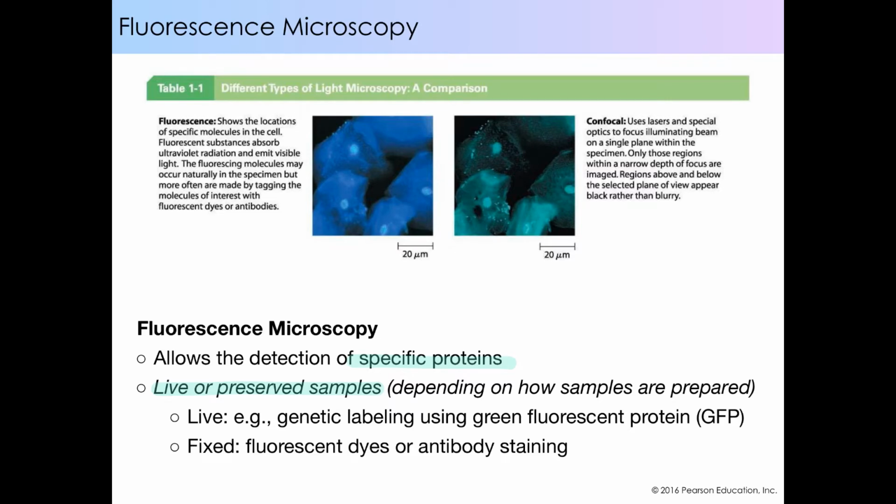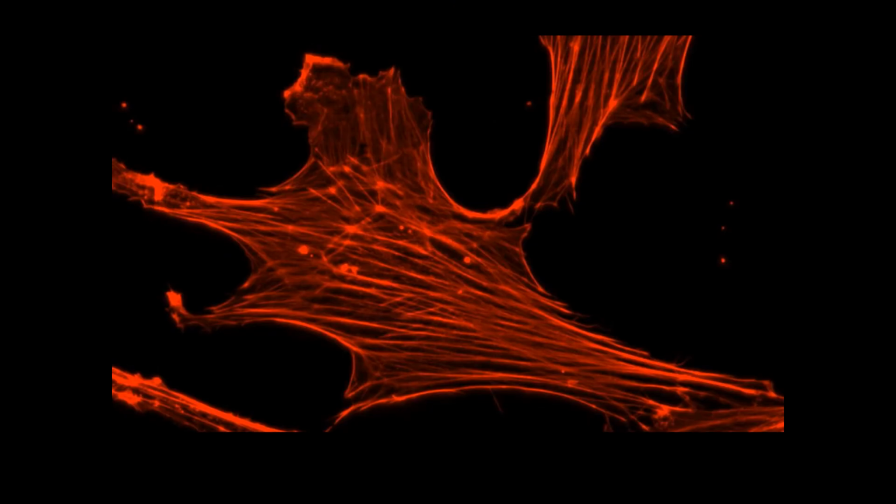Now, one way to make a molecule fluoresce is to use a fluorescent dye that is designed to bind to specific proteins in cells. For example, the toxin phalloidin, which is produced by some mushrooms, binds to actin. If phalloidin is chemically conjugated to a dye, as shown here, it can be used to label actin filaments like the ones shown in these images.